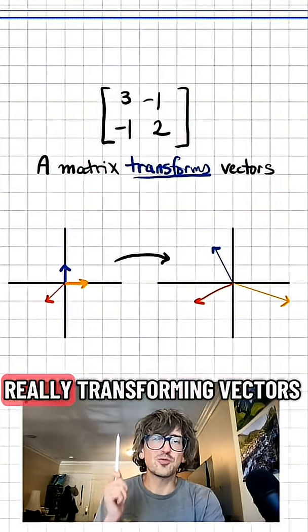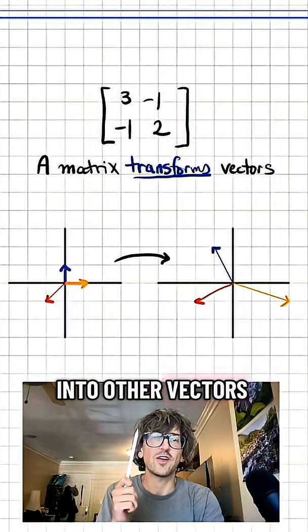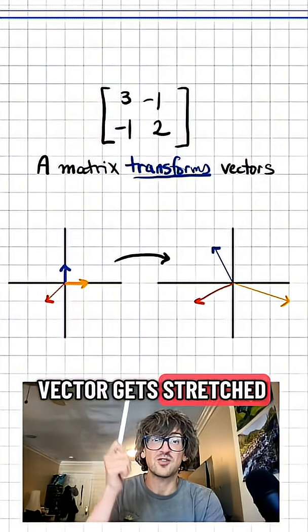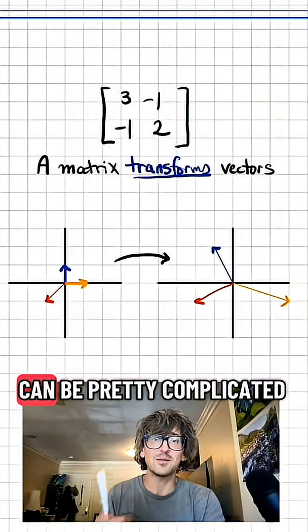A matrix is really transforming vectors into other vectors. For instance, that orange vector gets stretched and pulled down, whereas that blue vector gets stretched and pulled the other way. In general, these can be pretty complicated.